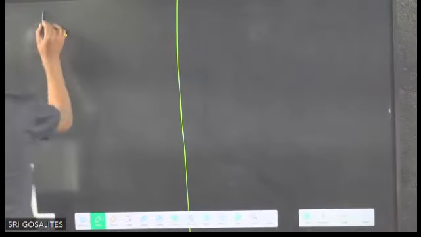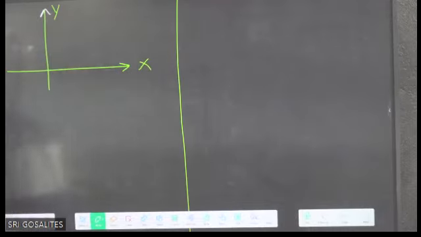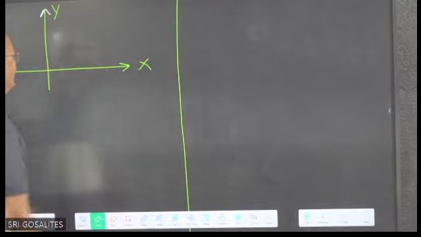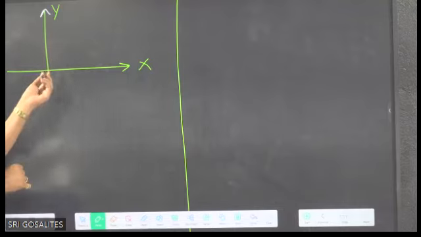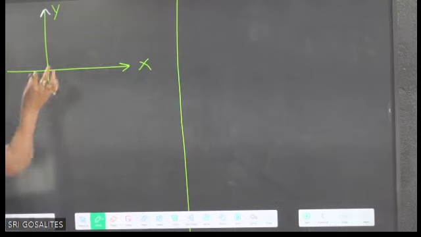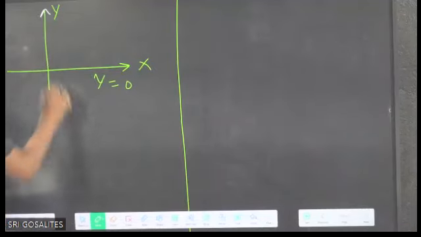First thing, we have two axes, X and Y. This is called Cartesian coordinate system. 2D plane, 2 dimensions, one X, one is Y. There is 3D also, the Z axis which comes out, but that we are not learning now. Equation of X axis is Y is 0. And equation of Y axis is X equal to 0.